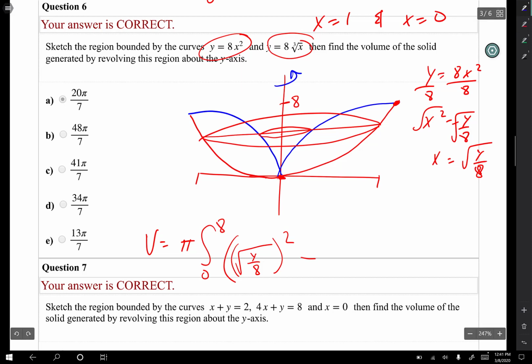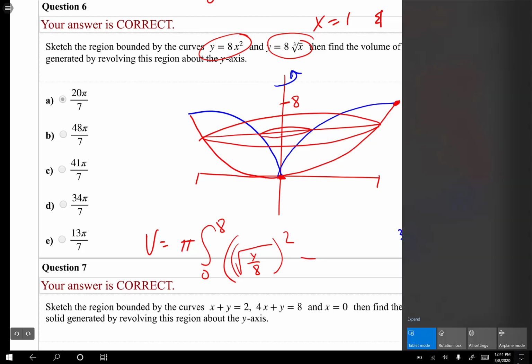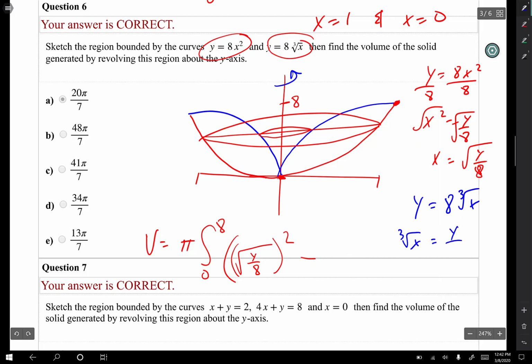So here's the little r. I'm going to do that in blue because that's what that equation was. So what am I going to write? Oh, yeah. Y equals 8 cube root of x, divided by 8. So cube root of x equals y over 8. And then cube and cube, x equals y over 8 cubed. Y over 8 cubed. Oh, that's a mistake.